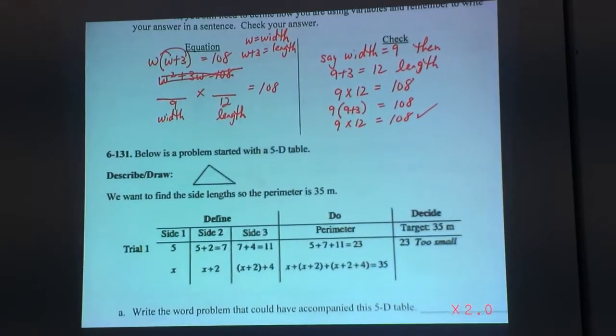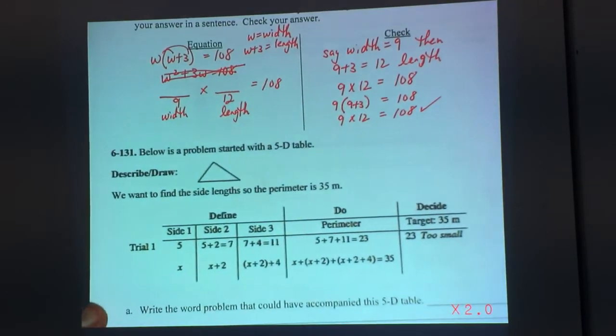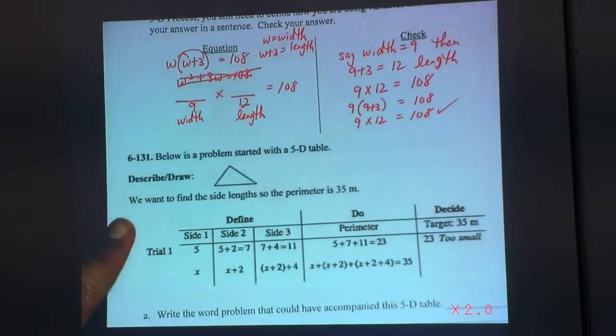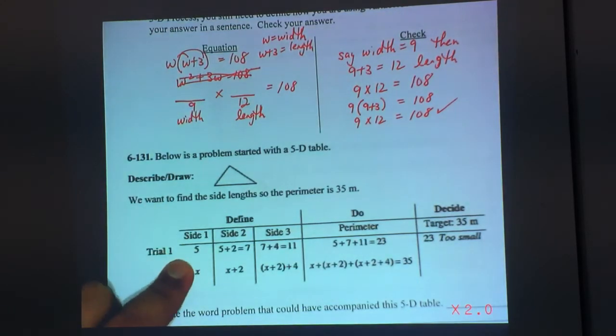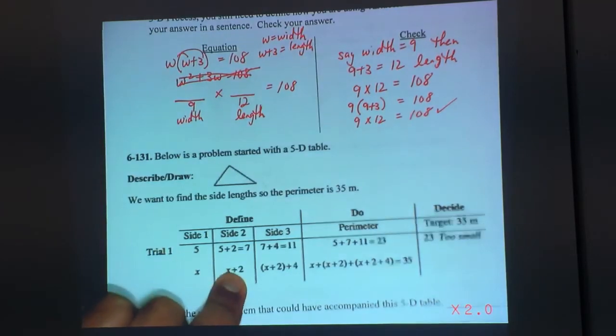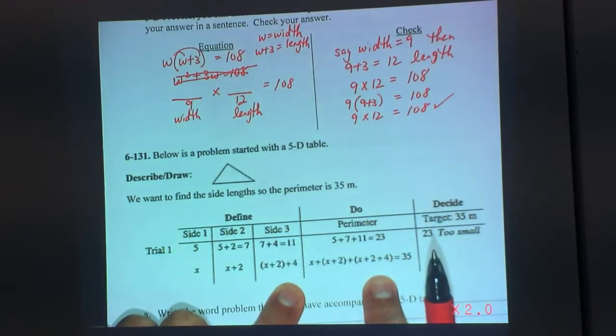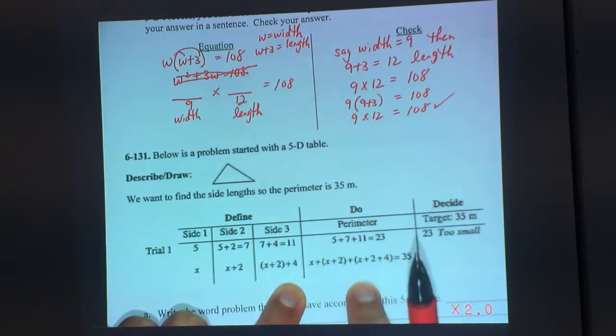Scooting down. Okay, question 131. Below is a problem started with a 5D table. Describe and draw. So that's a triangle. Okay. We want to find the side length so the perimeter is 35 meters. So there's one side, side 1. There's side 2. There's side 3. We're finding the perimeter, and they're saying that you have to add the 3 sides to get the perimeter.